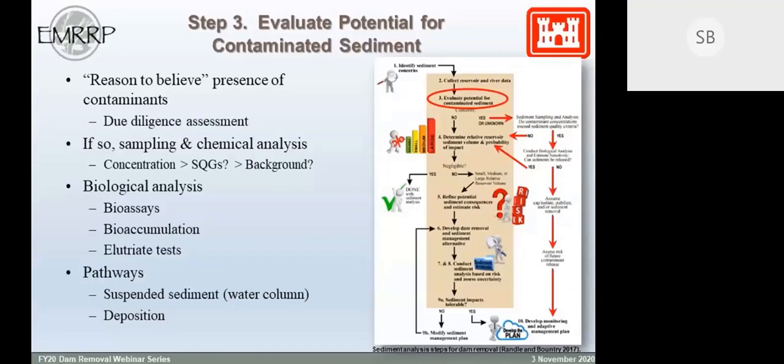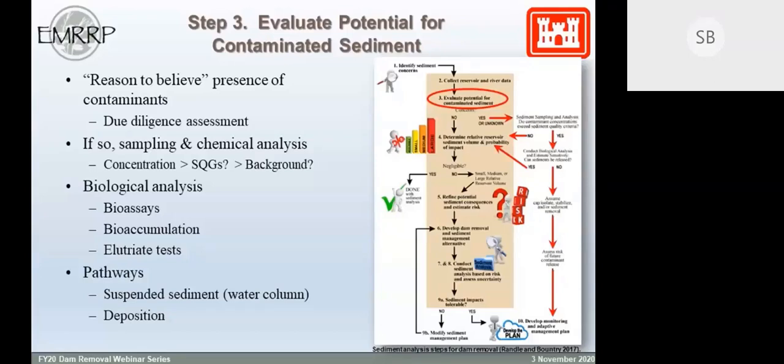So it's really important that we sufficiently evaluate the potential for contaminants. As with the previous step, available data should first be reviewed to determine if sufficient information is available to make a decision. A due diligence assessment is performed first to determine if there's reason to believe contaminants may be present. So this involves looking at surrounding land uses. What's the surrounding activity? Would any of those activities result in contamination, such as mining activities or industrial activities? Any reason to believe we may have contaminants.